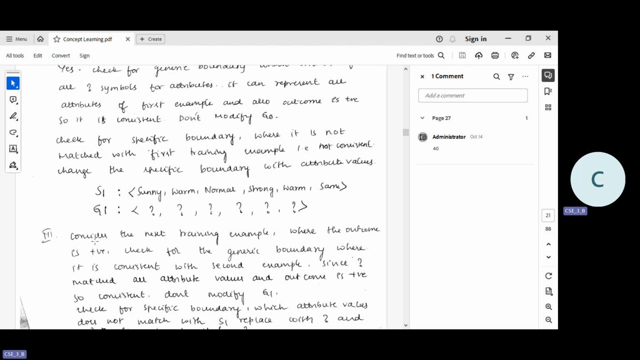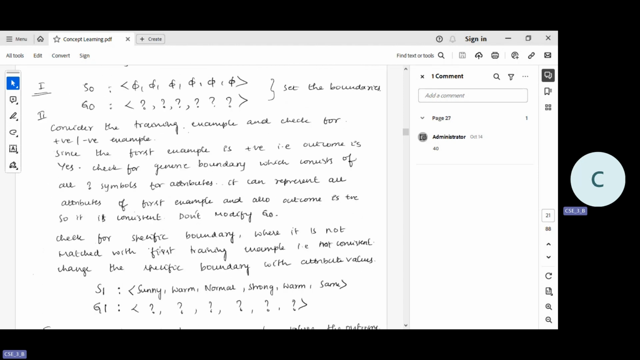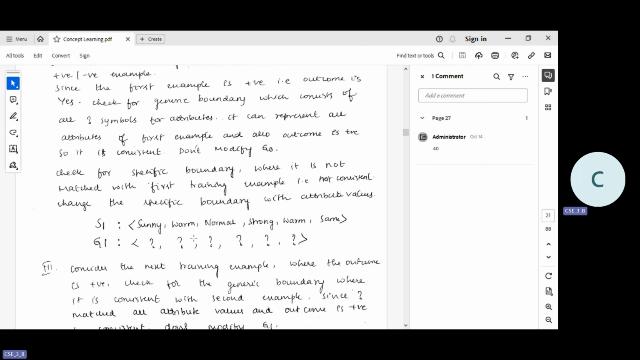So next we go to the next training example where the outcome is positive, and we have to check the general boundary, which is consistent with the second example. We can observe in the data set that in the second case also the outcome is yes, that is the positive example. So we check the general boundary and see if there is any inconsistency. In this case it is consistent with the example because the question mark is matched with all the attributes.